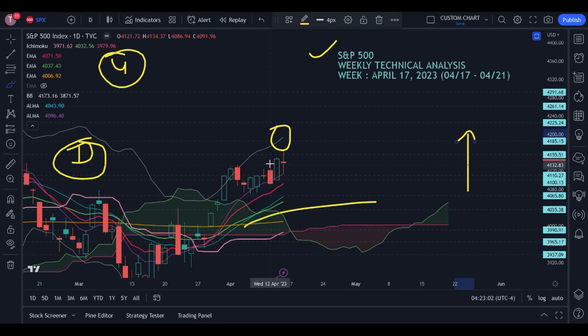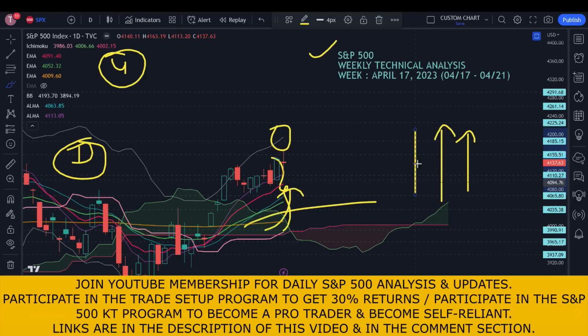Then comes the moving averages. There is a clear fan out in the moving averages, and the S&P 500 was able to close above all of the moving averages. This means that the S&P 500 is bullish through the moving averages or the exponential moving average, EMA. Then comes the Ichimoku cloud. Because the S&P 500 is trading above the Ichimoku cloud and has closed above the Ichimoku cloud, this means that the S&P 500 is bullish through the Ichimoku cloud on the daily chart.